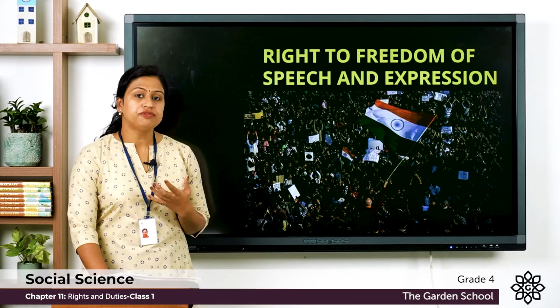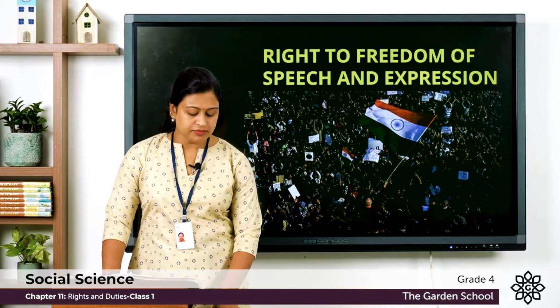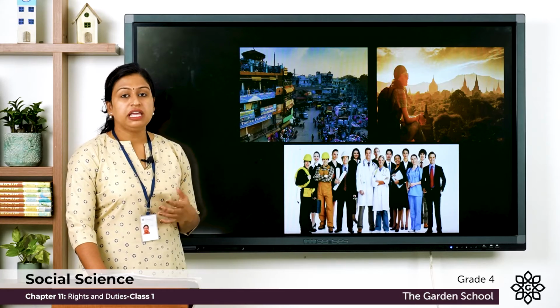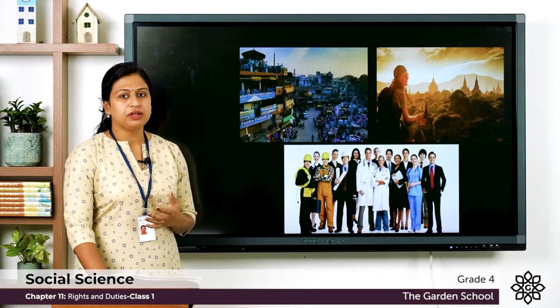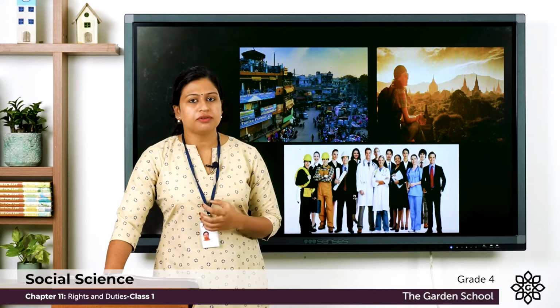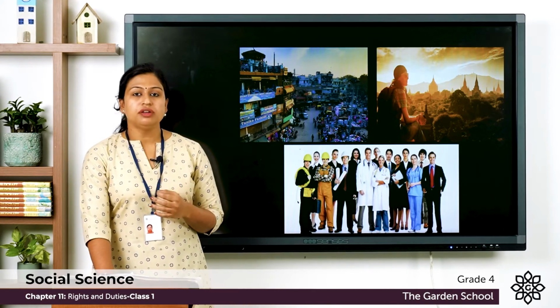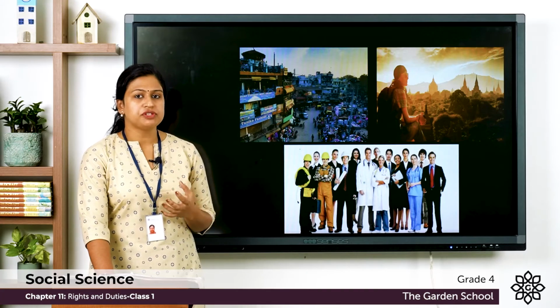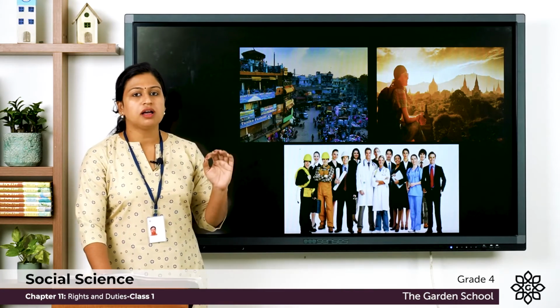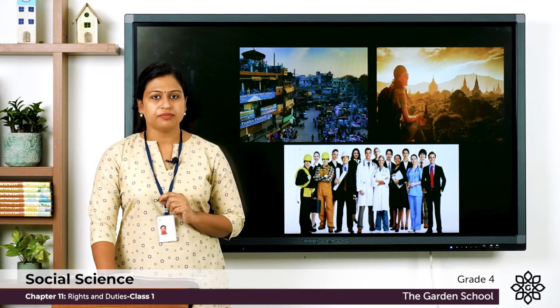Now, this right to freedom also says that every person has the right to live in any part of our country, and they are also free to travel all around the country. They are free to practice any profession, or they are free to choose any business. So these all come under the right to freedom.